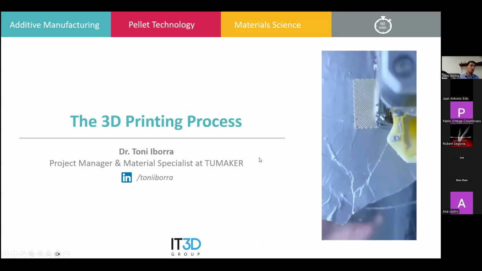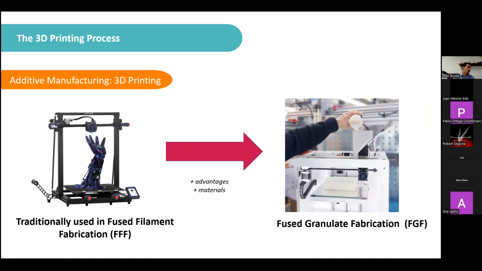And I'm going to start this webinar focusing on the 3D printing process. Specifically, I'm going to talk about the advantages of using pellet 3D printing compared to traditional filament 3D printing. Because as you know, traditionally, filament 3D printers have been used. However, in the last 5 years, we have seen a trend in this field towards pellet 3D printing.